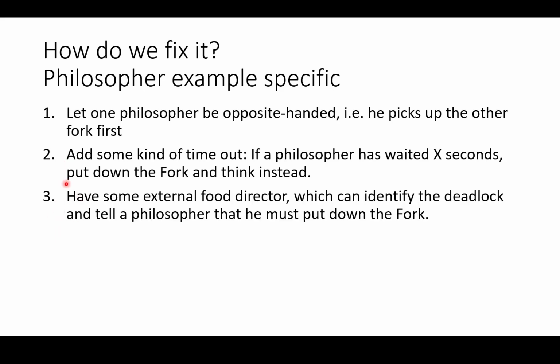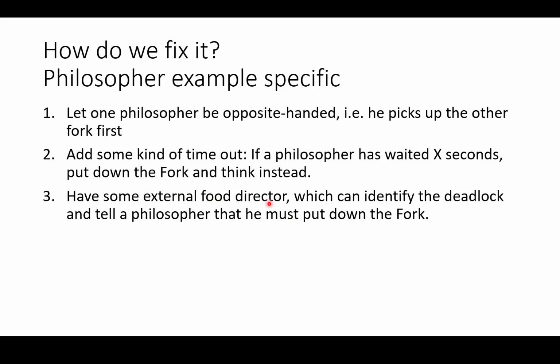And the third one is to have some kind of external, I don't know if that's a food director or waiter or something, and that class should then be able to identify the deadlock and tell all the philosophers that they must put down the fork and sort of reset and then try again. This one is a bit more difficult. How do you detect the deadlock? Maybe this is a philosophical idea. We're not going to go into specifics here.